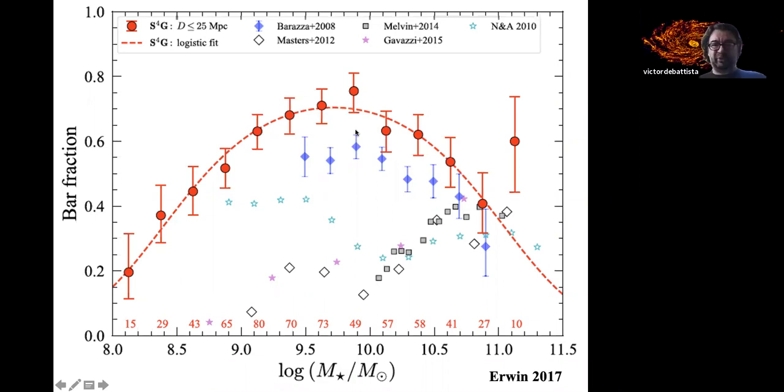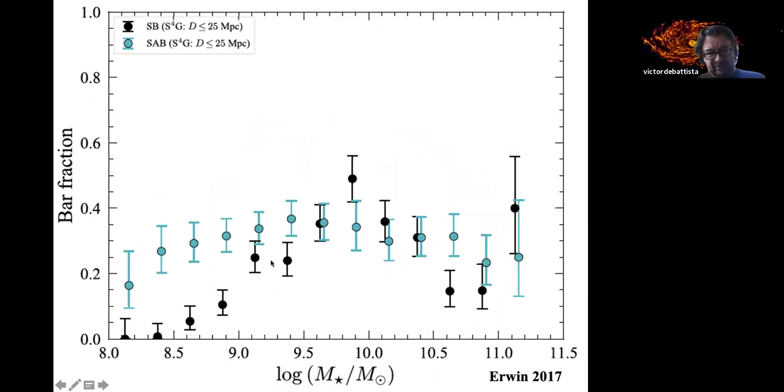Well, what happens is that the fraction of strong bars in low mass galaxies drops dramatically, and then more or less stays flat at higher masses. Whereas the fraction of weakly barred galaxies is more or less flat across the entire range. So the variation is happening in the strong bars at low mass. Now, why is there some of this variation?